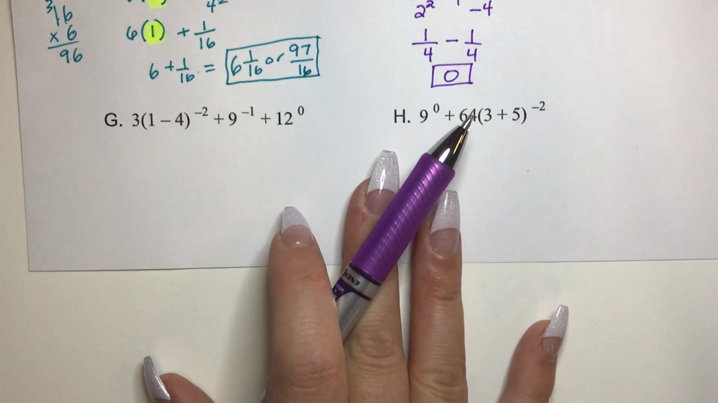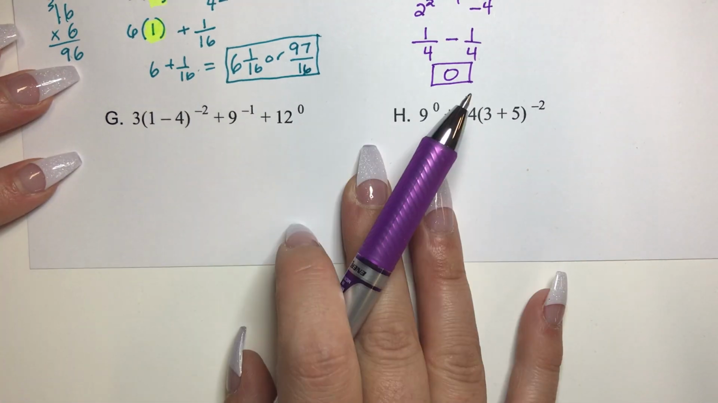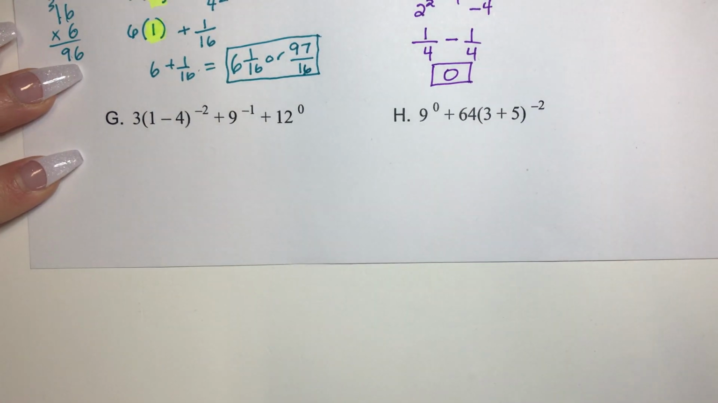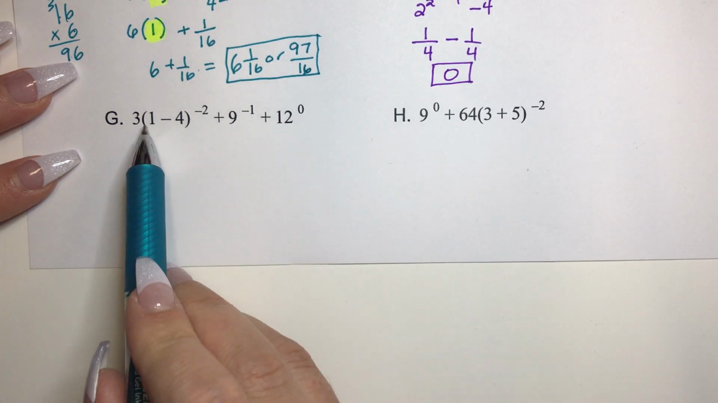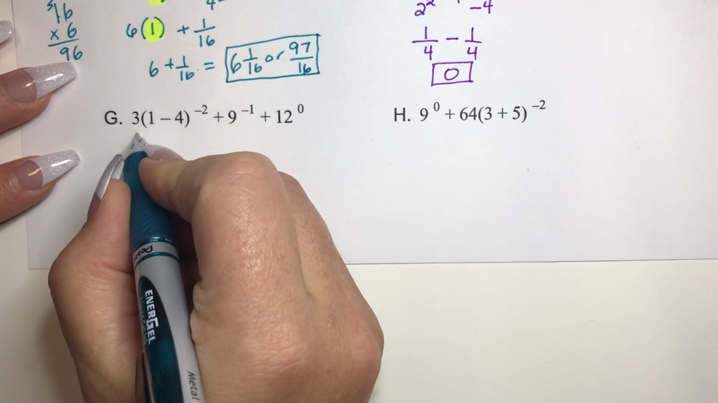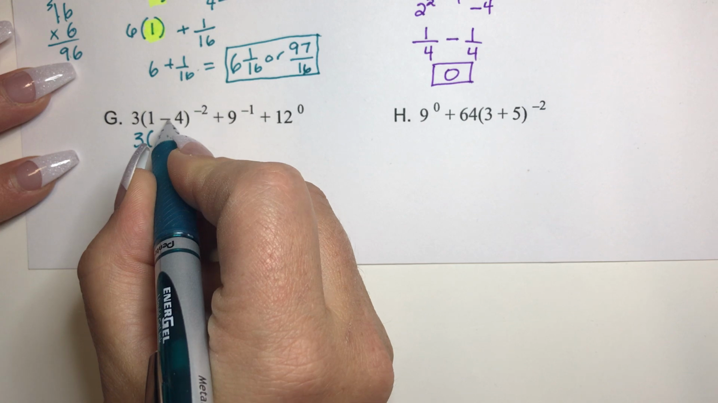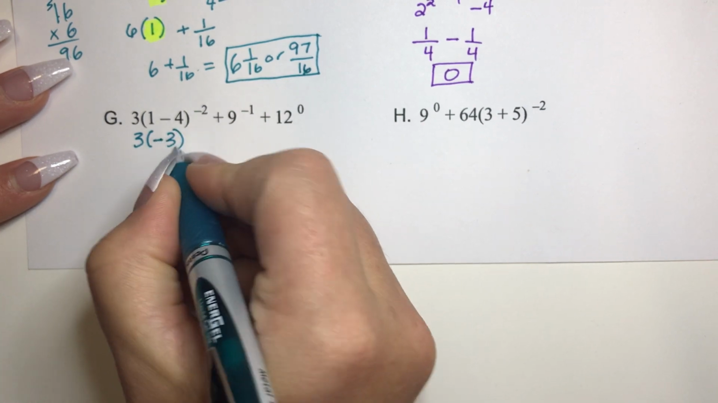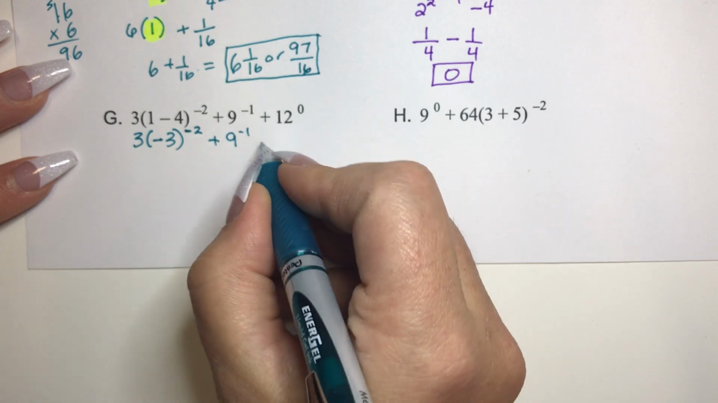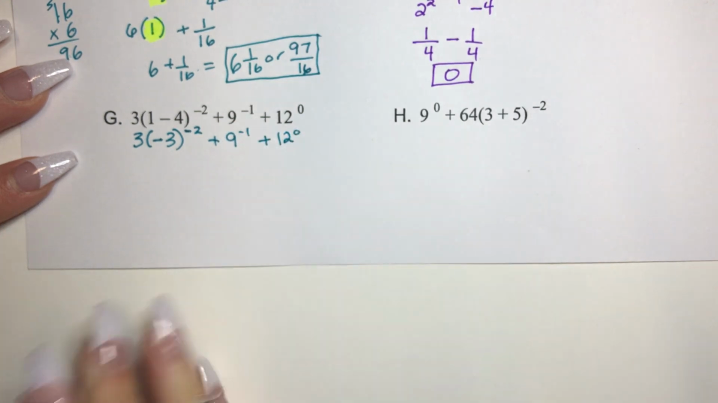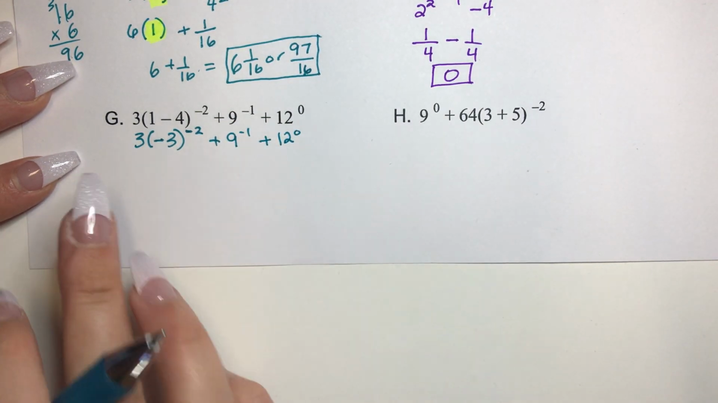Okay, ooh, G looks like a doozy. Let's go ahead and figure it out. You can do it. All right. Let's see how you did. Okay, so we have to do exponents first, right? So we're going to do this one thing. 1 take away 4 would be -3 to the -2 power plus 9 to the -1 plus 12 to the 0 power. All right, now we got to do the exponents, right?